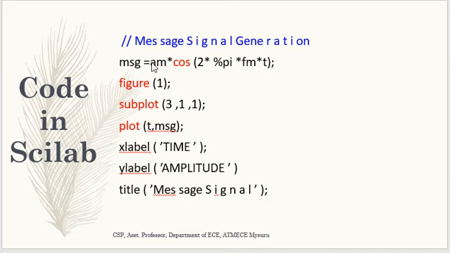That is going to be plotted in a graph by using subplot and plot. Here we are going to plot time against the message. Hence we are going to get the waveform with time on the x-axis and amplitude on the y-axis, which is defined as the message signal, called m of t.